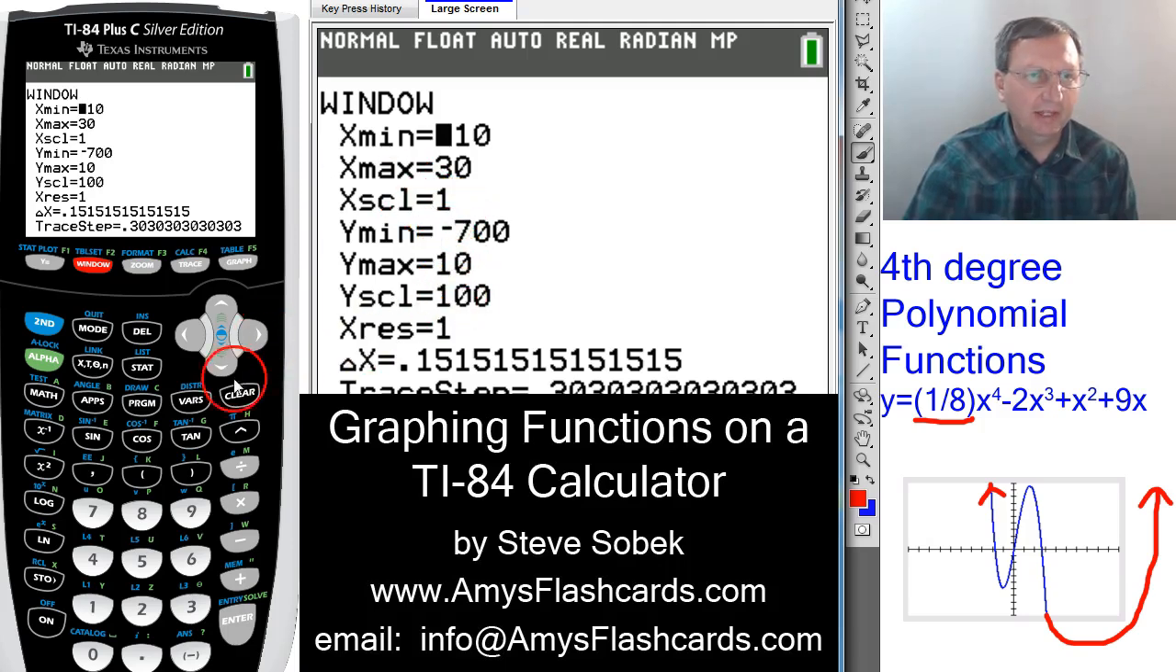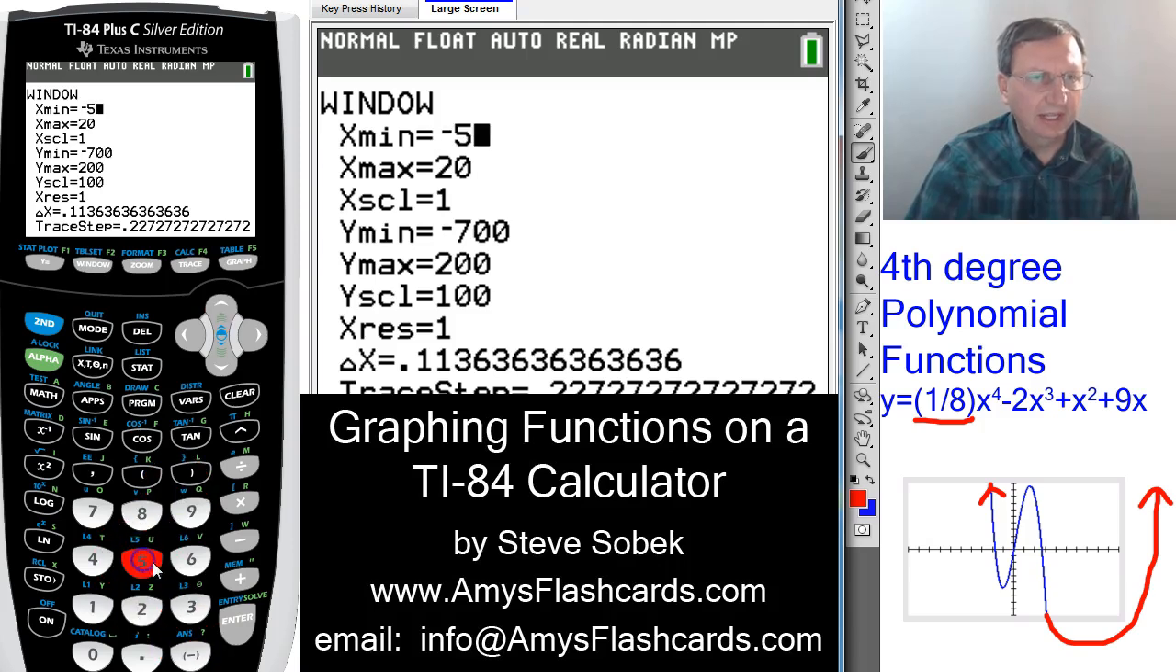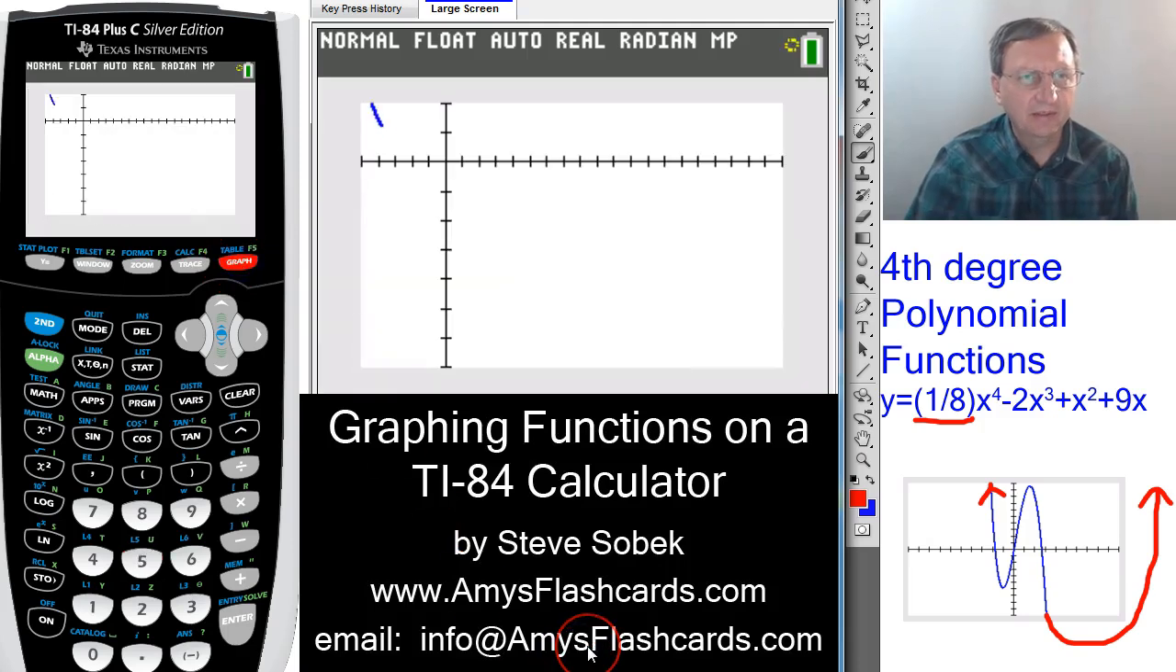Let's crank up Y max like we said. Go down here, Y max, and maybe let's use 200 for Y max here. And let's come back up to X max, and I think 20 was more than sufficient for that. And let's see, Y min. Oh, I kind of forget. I think negative 5 would have been adequate for that based on memory. Let's graph that and see what that looks like.